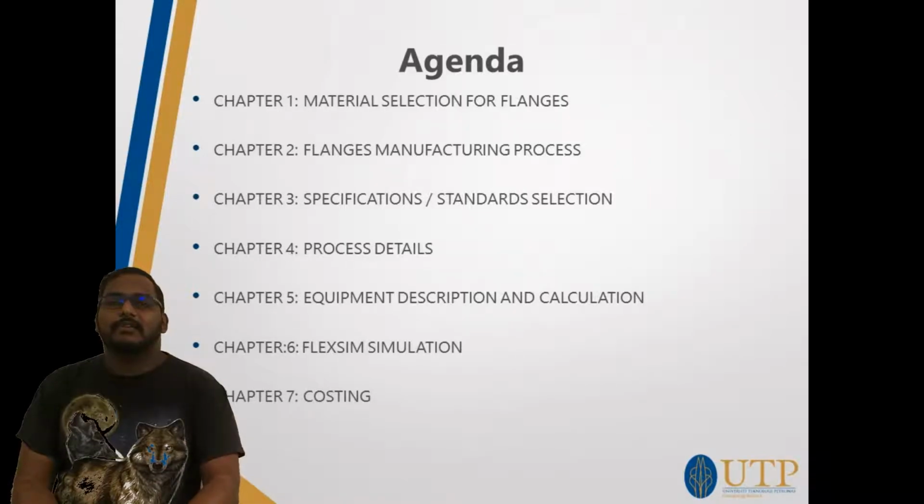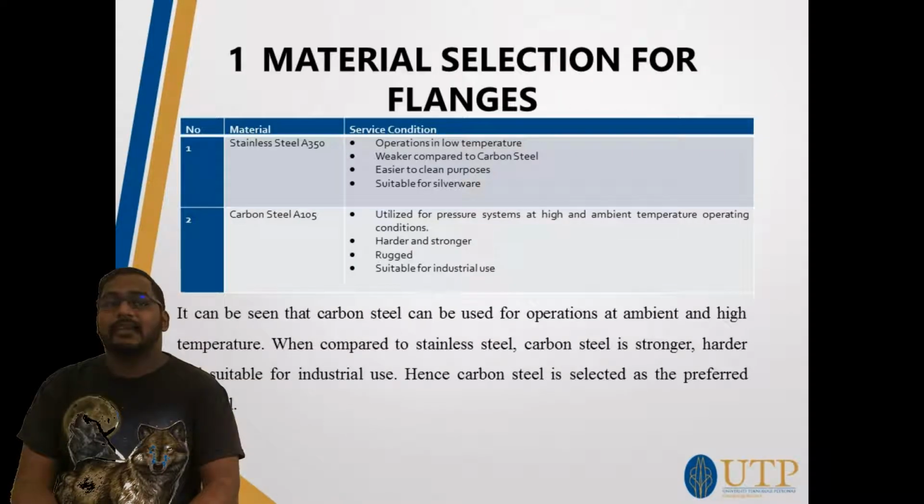So for Manufacturing Technology 2, we had a project where we have to come up with a simulation using Flexsim. We have to simulate up to 50,000 flanges in 1 month, and we have to do the necessary calculations for it as well. So going straight to the topic, for chapter 1 we did material selection.